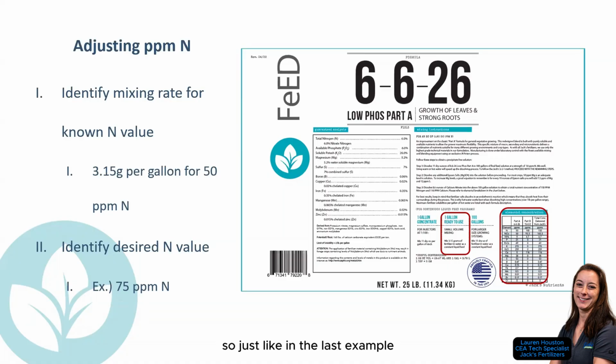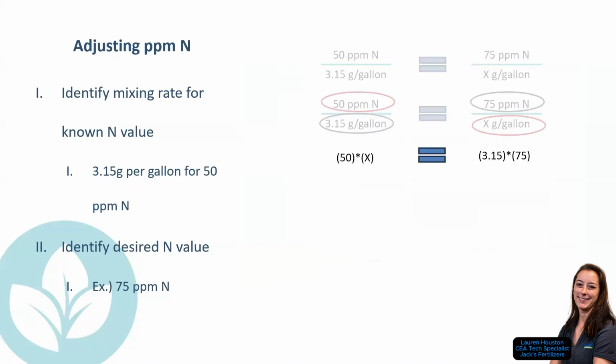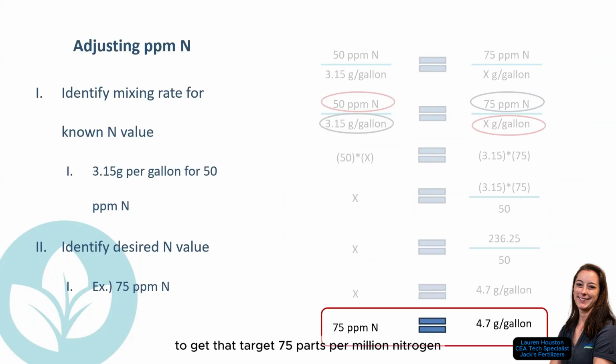Just like in the last example, we're going to stick with the 3.15 grams per gallon. That's going to give us 50 parts per million nitrogen. For this example, let's say we're doing 75 parts per million nitrogen as our target. Then it's the same steps over again. We're just cross multiplying to see how many grams per gallon we need to mix to get that higher nitrogen rate. If we go through the steps here, we cross multiply, and we'll see that we need a total of 4.7 grams per gallon to get that target 75 parts per million nitrogen.